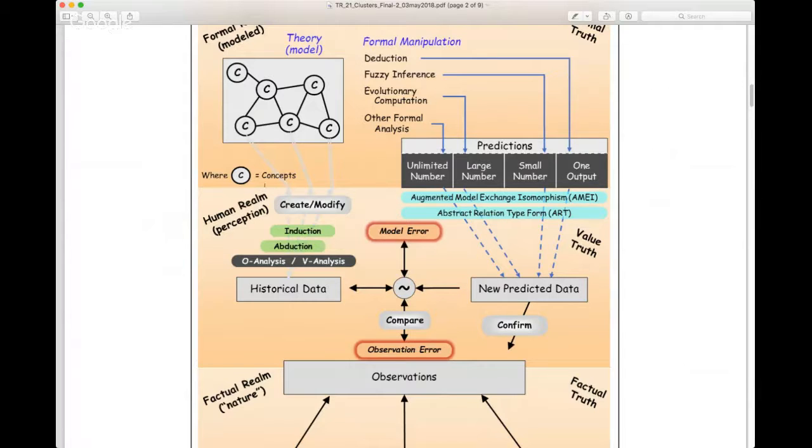And so that's really what we're going to be looking at with this particular larger setup of process, is saying, okay, we want to be able to say, yes, we realize we can model almost anything formally, but what is the value of that formal realm formal manipulation once we bring it back into the human perception and the factual truth and value truth area? Let's say a model error and observation error.